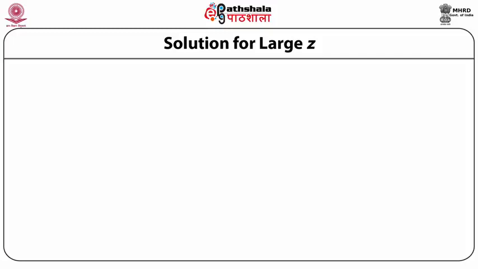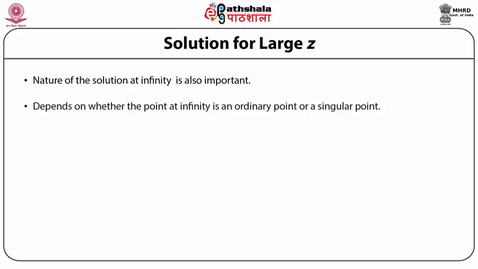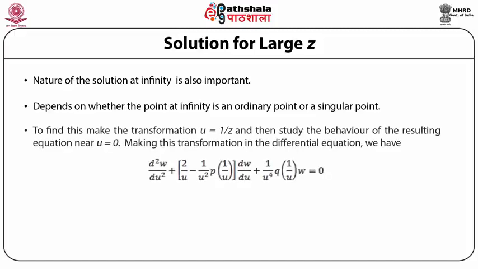So far, we have talked of ordinary points or singular points for finite values of the variable z. It is also important to know about the nature of the solution at infinity. The nature of the solution will depend on whether the point at infinity is an ordinary point, a regular singular point, or an irregular singular point. For this study, we make the transformation u = 1/z and then study the behavior of the resulting equation near u = 0.